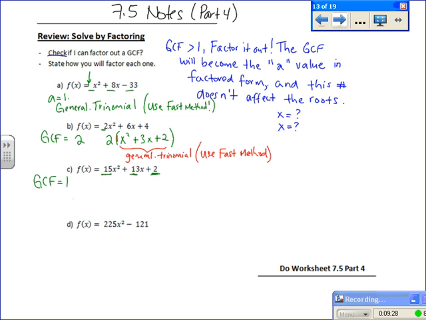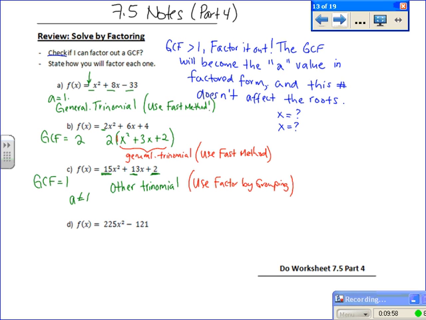So a in this case is not equal to 1. It's equal to 15. So this is what we call an other trinomial. It's not a general trinomial. And so we're going to use factor by grouping. So we're going to split that middle term in half, figure out what those two terms will be, and then group them.